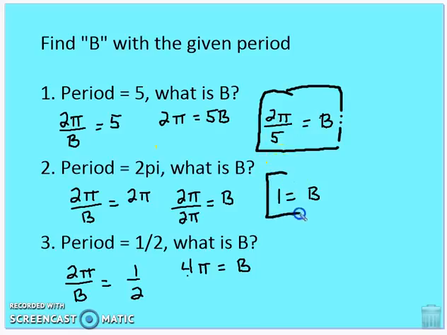The second problem, b is equal to 1. And the last problem, 4 pi is equal to b, or b is equal to 4 pi. So 2 pi over b is equal to 1/2. Multiply both sides by b. Multiply both sides by 2. 4 pi is equal to b.